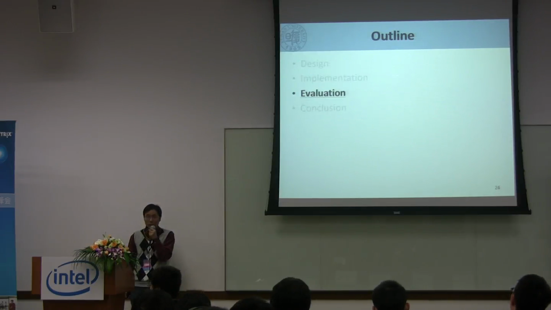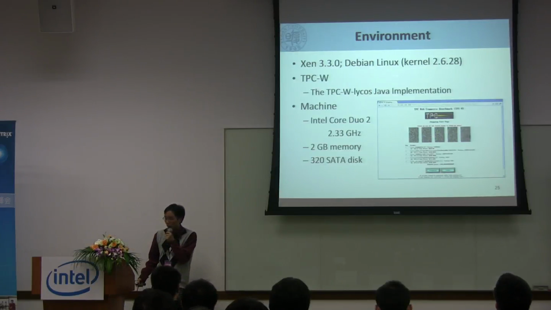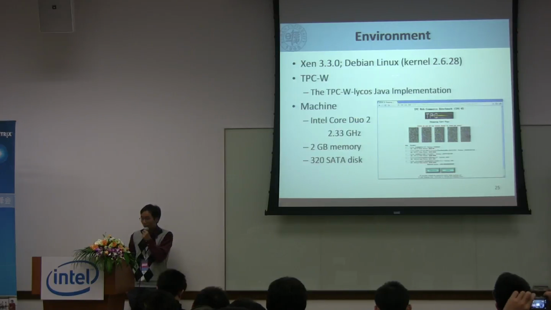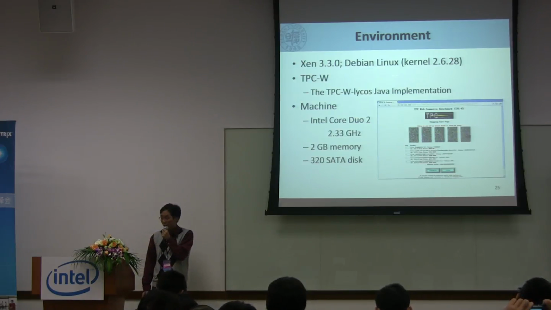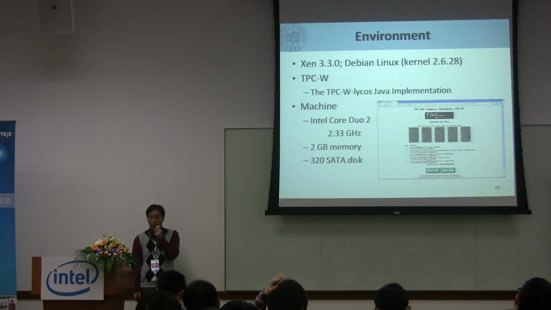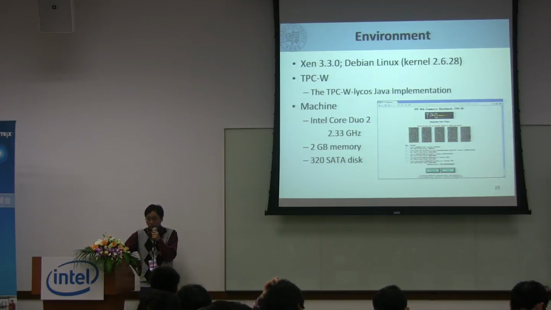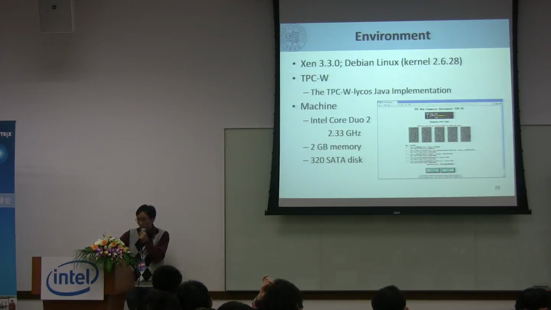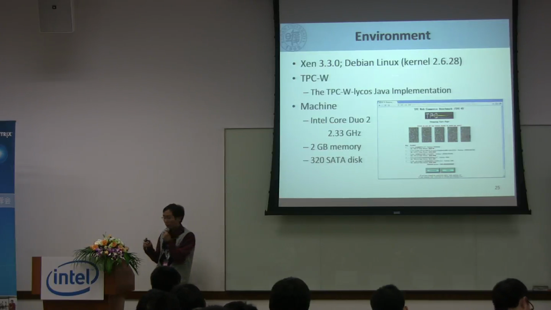So we have some preliminary results on our optimized crash dump scheme. Our test environment is based on Xen 3.3.0 and Debian Linux with kernel version 2.6.28. We use the TPC-W Java-based implementation, and the machine is a Core 2 Duo Intel machine with 2 GB memory and a 320 GB SATA disk.